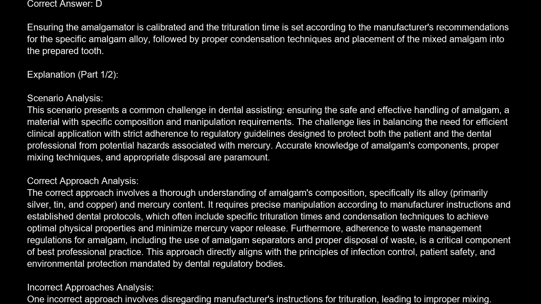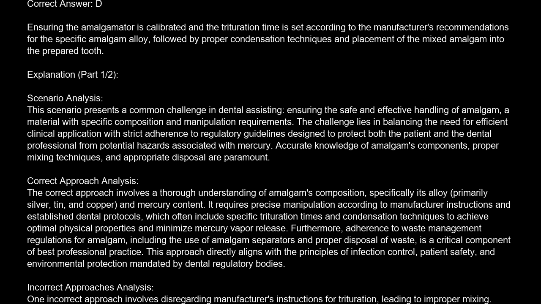The correct answer is D. Ensuring the amalgamator is calibrated and the trituration time is set according to the manufacturer's recommendations for the specific amalgam alloy, followed by proper condensation techniques and placement of the mixed amalgam into the prepared tooth.